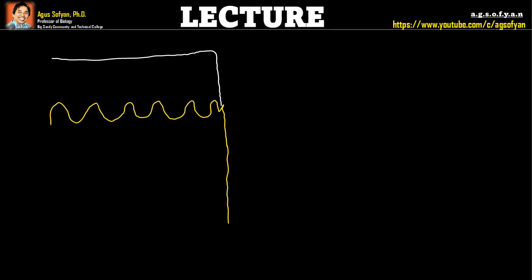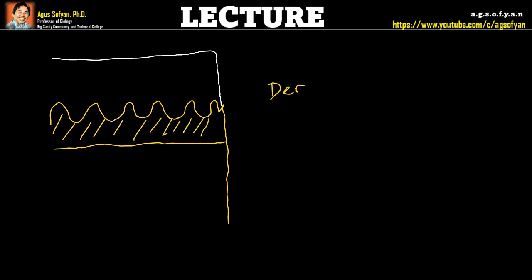Now we will go to the next layer, which is the dermis. So this is epidermis, then there will be dermis below that epidermis. This dermis will have two main layers. The top layer is called the papillary regions.